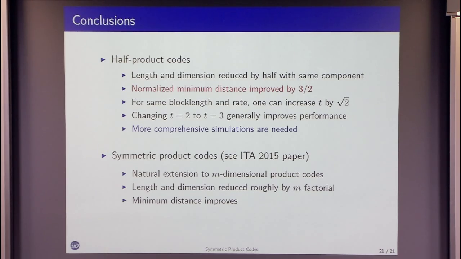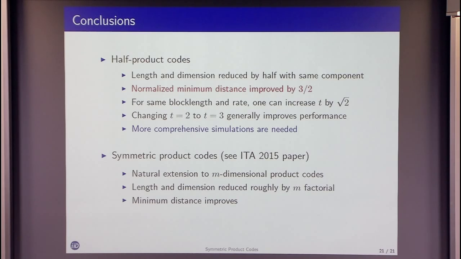All right, so my conclusions. So half product codes, the length and dimension are basically reduced by half with the same component. The normalized minimum distance is basically improved by 3 halves. And for the same block length, you can increase t by square root 2. When you go from 2 to 3, this almost always improves performance. From 3 to 4, it's a little more of a wash or slight loss.